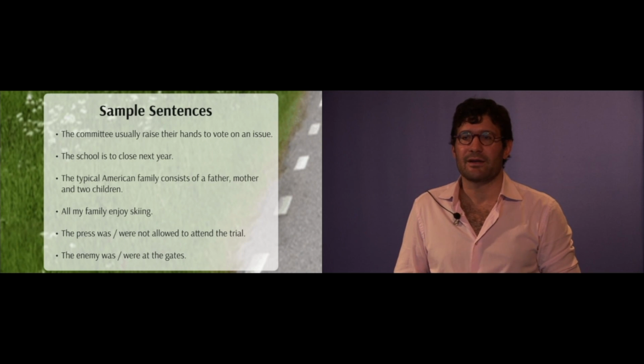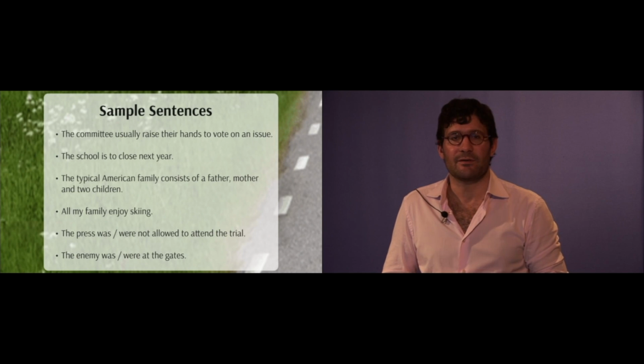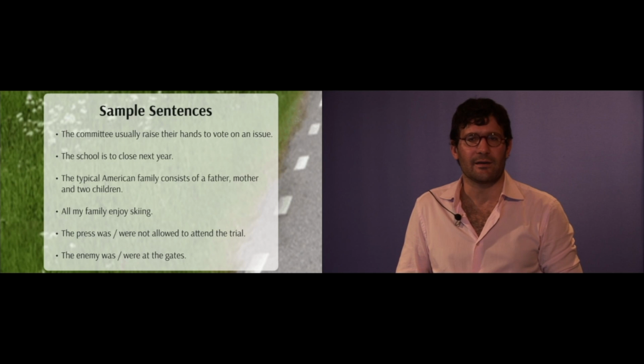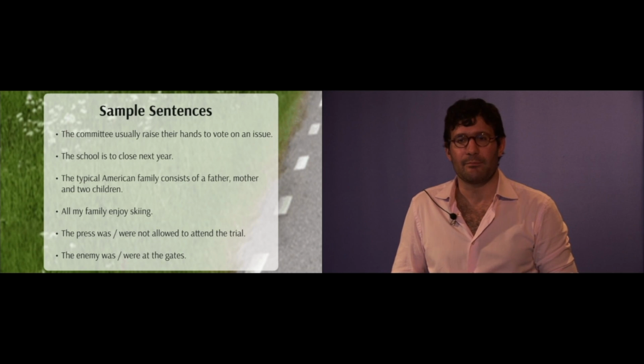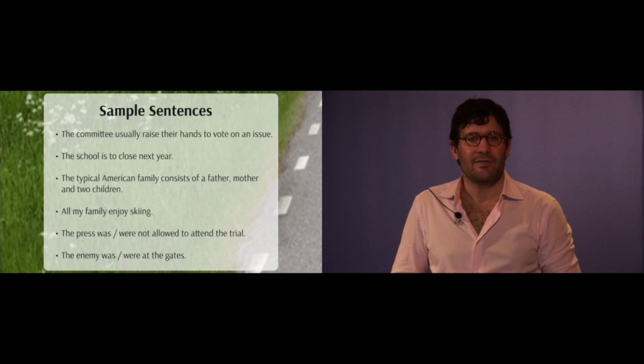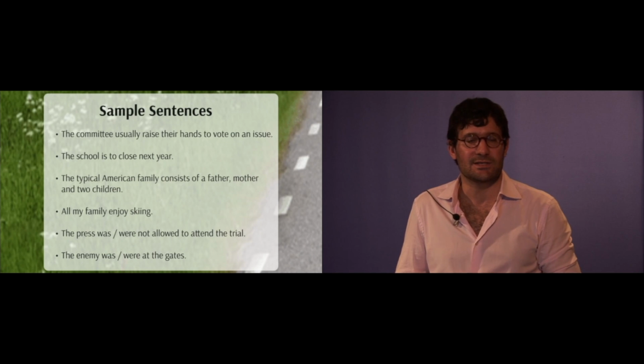The typical American family consists of a father, mother, and 2 children. I'm viewing family as a unit. All my family enjoy skiing. Family here as family members. The press were not allowed to attend the trial. The enemy were at the gates. I can view that either way, either as a collective whole or as a set of individuals, right? So I can use the singular or the plural verb there without a problem.